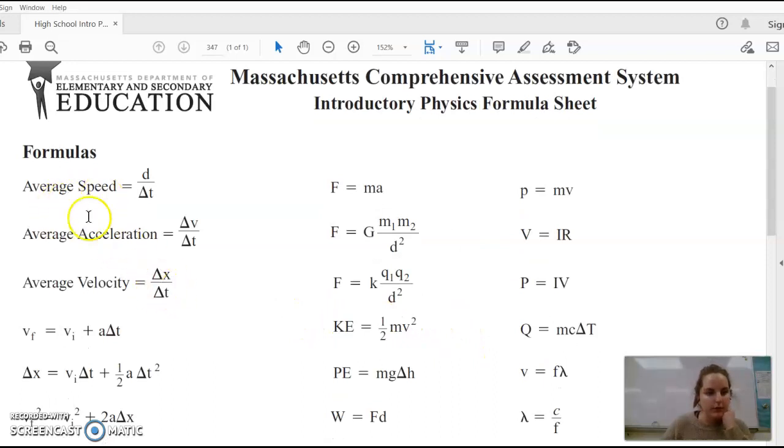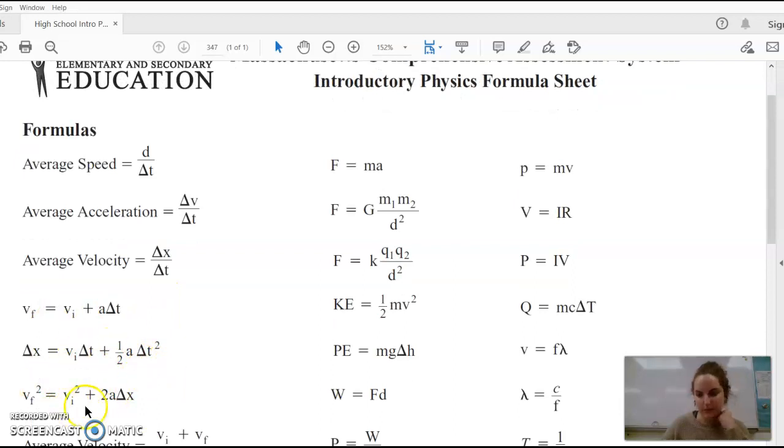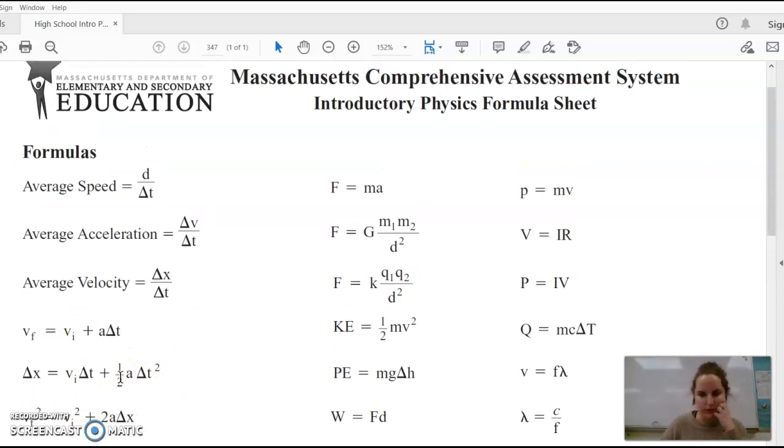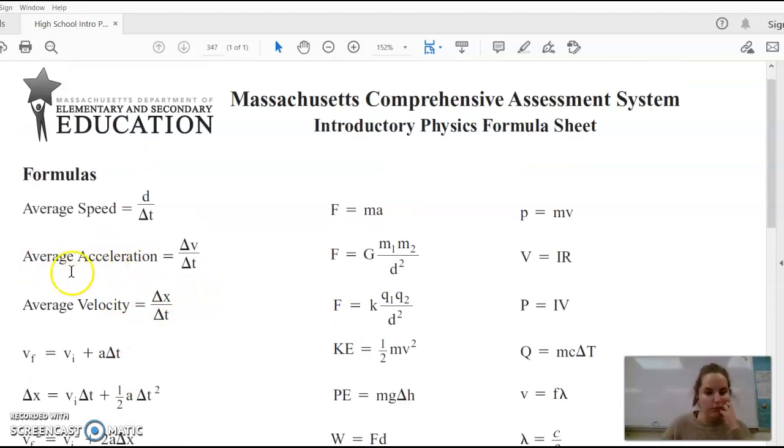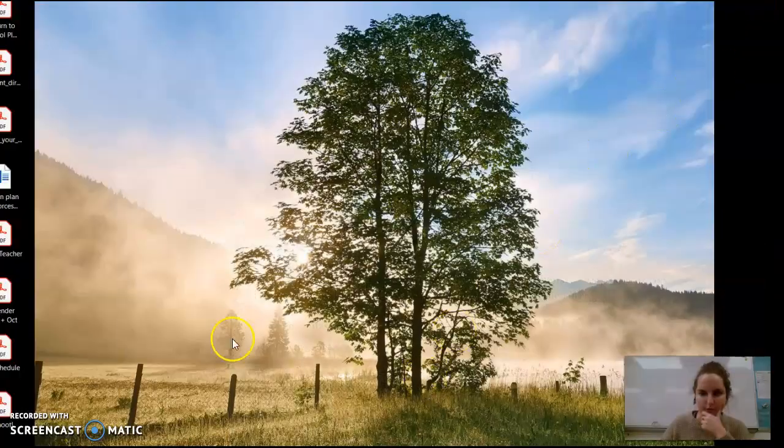We are given average speed, average acceleration, average velocity, and then some kinematic equations for 1D linear motion. If we wanted to solve for average acceleration, we would find the change in velocity over time. But here, we are given the acceleration, or the deceleration in this case, and we're also given velocity, and we need to find out the time. So we can use this equation to solve for the time. Let me show you how to do that.